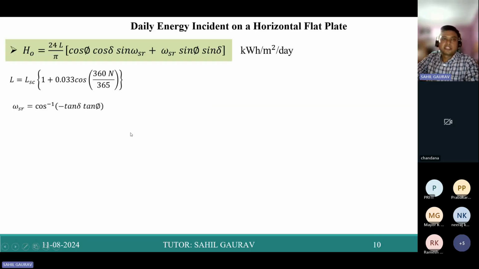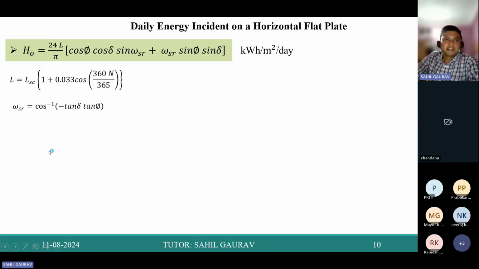The next important expression is the daily energy incident on a horizontal flat plate. The daily incident energy on a horizontal flat plate is denoted by H naught, and it is equal to 24 L upon pi times cos delta sin omega SR plus omega SR sin phi sin delta, and its unit is kilowatt hour per meter square per day.